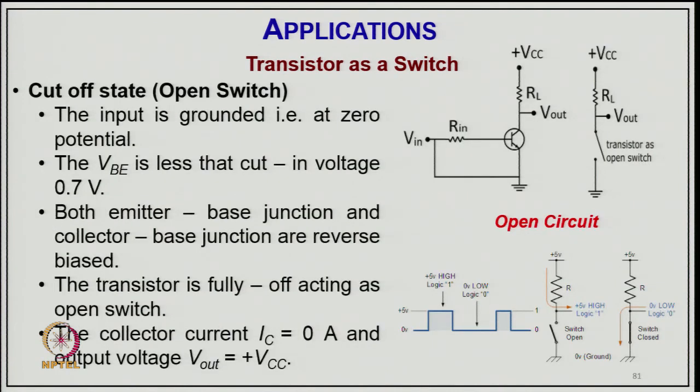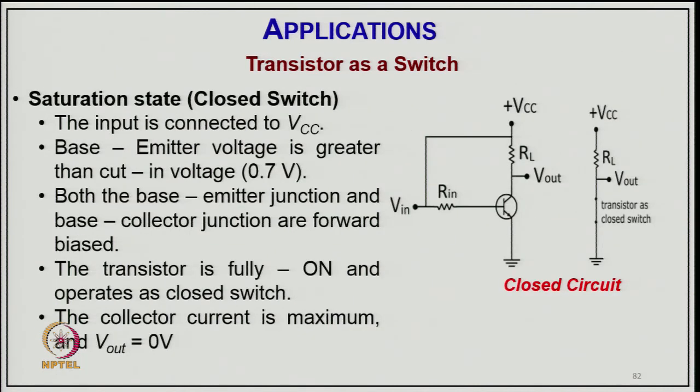So, for the transistor as a switch in the cutoff state, you do not give any signal there, the input is grounded at 0, as you can see here, and VBE is less than the cutoff 0.7 volt. Both the emitter-base junction and collector-base junction are reverse biased, and the transistor is fully off, acting as an open switch. The collector current IC is 0, and hence the output voltage is equal to the supply voltage VCC, as you can see here in the open circuit.